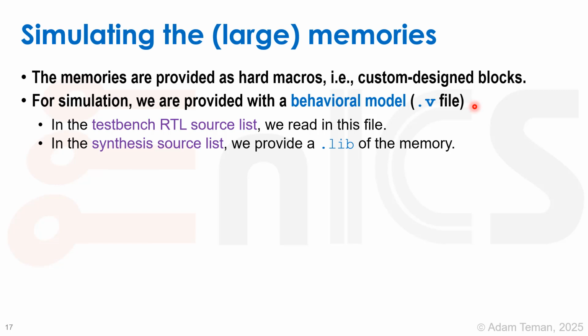This is not a synthesizable model. It's not something we're going to give to our synthesizer. We're going to provide it to our simulator. In the testbench RTL source list, we read in the .v file of the memories. In the synthesis source list, we do not provide this. Instead, we provide a .lib of the memory, which tells us its timing and power and so forth, and is used by the synthesizer, as we do for standard cells or any other type of hard macro. So we have the .v behavioral model, which enables simulation, and the .lib, which helps us do synthesis.